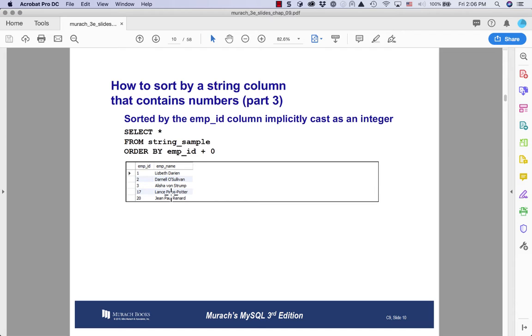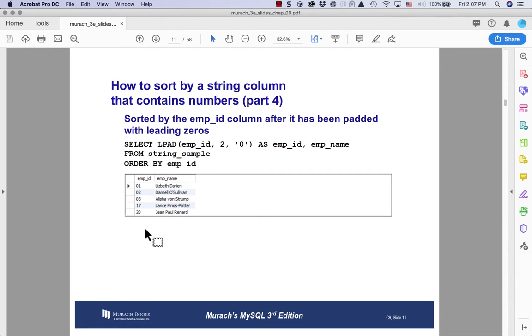Another thing, we've already seen a version of this before, is that you can actually convert strings to numbers implicitly by saying here, order by emp ID plus zero. So when you use a string in an arithmetic expression, it will implicitly understand, oh, I had better convert that string part to a number. And then, of course, we're only adding zero, so we're not changing the value. So this is a way to entice it to do an implicit conversion to a number. And as you can see here, we're getting the order that we want. So that's another way to solve that.